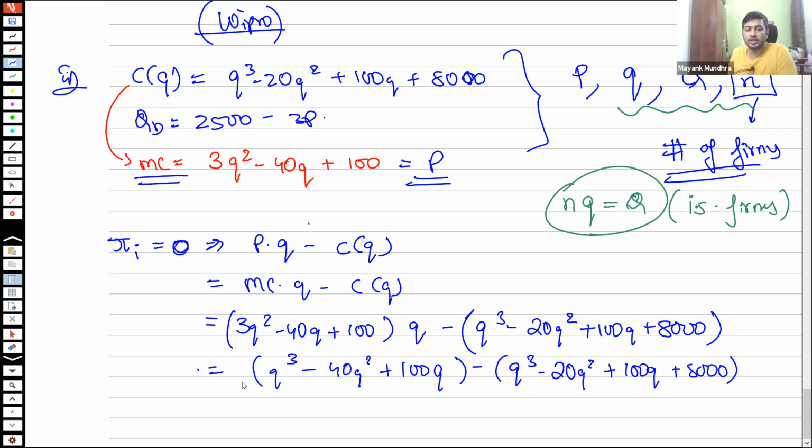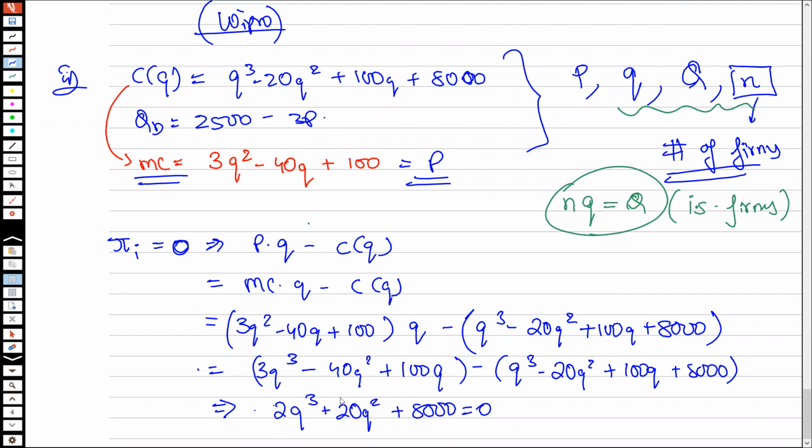So I get a cubic here. This becomes minus 2q cube, minus 40q square plus 20q square is minus 20q square, plus 100q minus 100q cancels out, minus 8,000 equals 0. I can remove all the negatives, so it becomes 2q cube minus 20q square minus 8,000 equals 0.